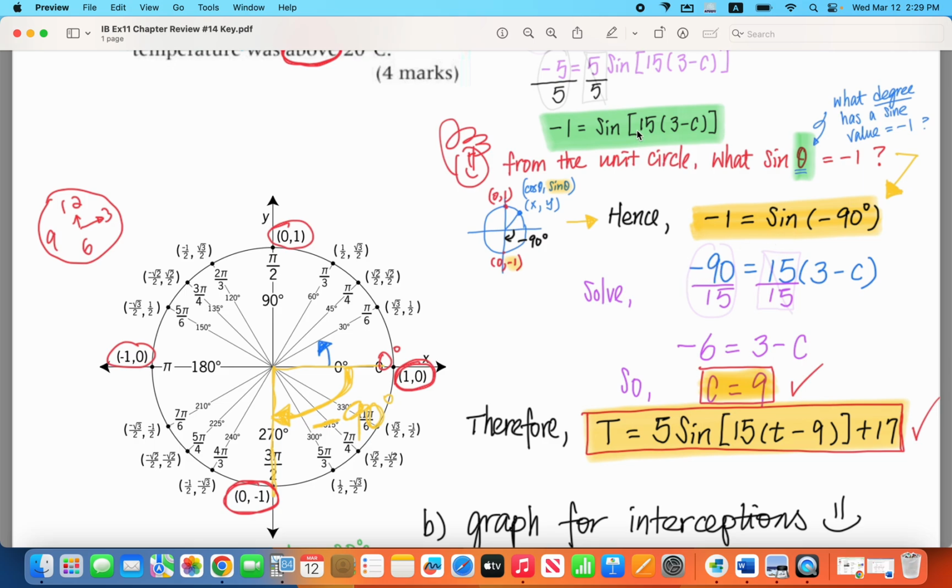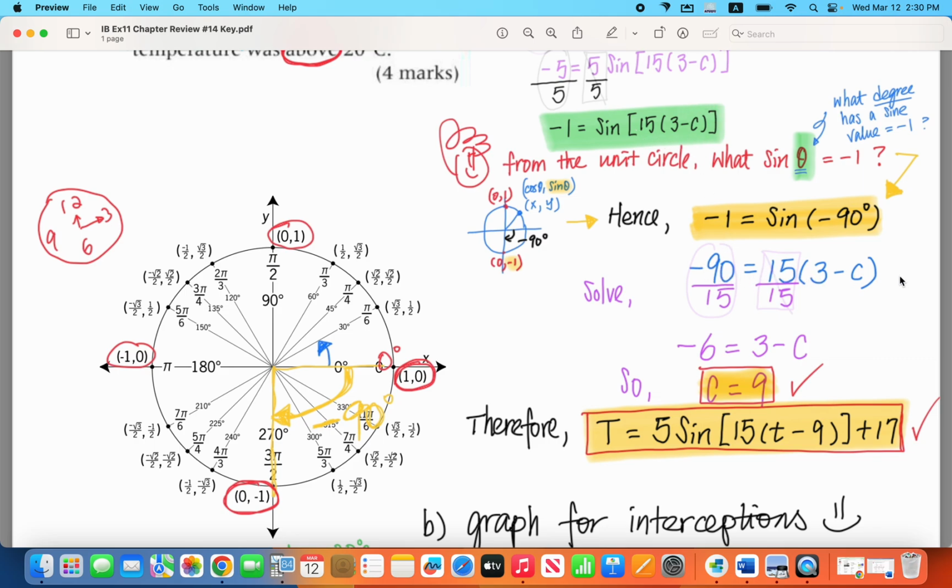And what do we know about this part here? This 15 times parentheses 3 minus c, technically it's my angle, okay? So this angle should equal to what? -90 degrees. So now I have this relationship right here.